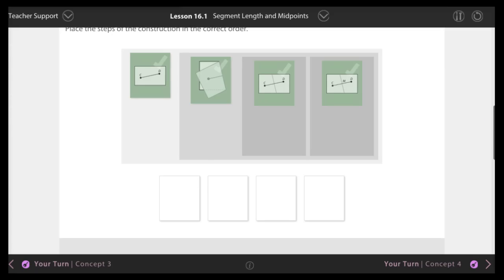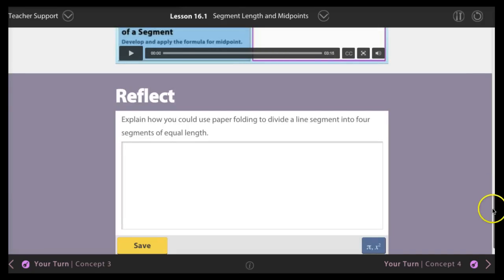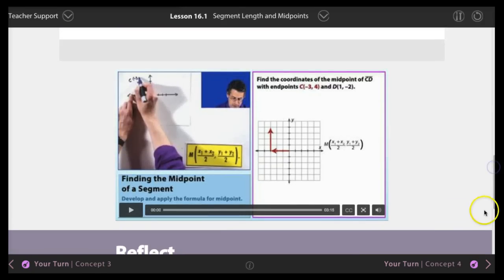And so there you go. How do you understand midpoints? You can fold the paper in half. Another thing that we could be doing in class potentially. Okay? And so here's another video.